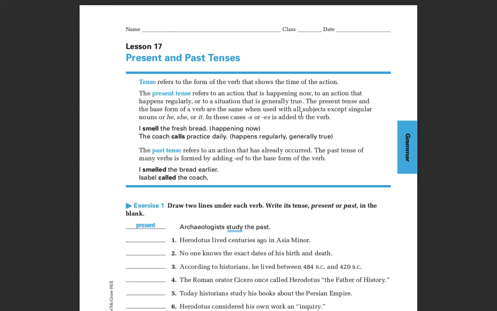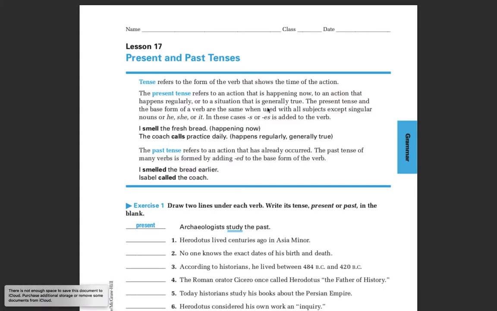What do I mean with regularly? Something that we often do on a daily basis, like brushing our teeth, waking up early, going to school, dressing up, and so on. Or to a situation that is generally true, like drinking water. It is a must. We need water to survive. So this is a fact. Or we need to breathe oxygen to survive. These are facts, and we always use the present tense with facts, routines, and something that is happening now.